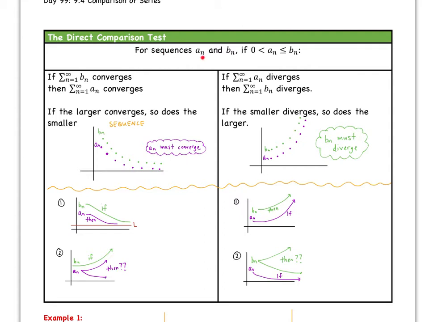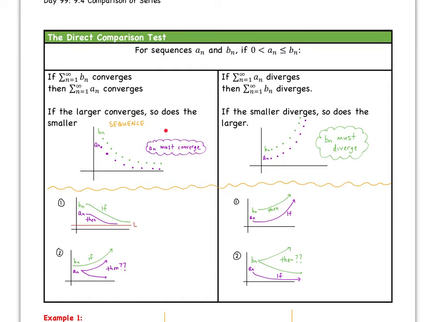So if we have sequences a_n and b_n, and a_n is smaller than or equal to b_n, okay? So a is smaller than b, so that's what we have to keep in mind. If the series of b sub n converges, then the series of a sub n converges, all right? So that means if the larger converges, so does the smaller one.